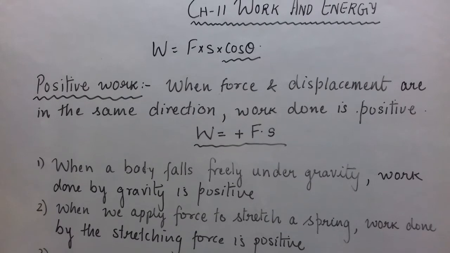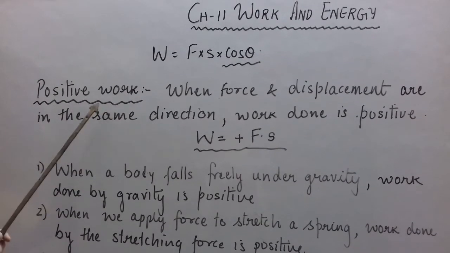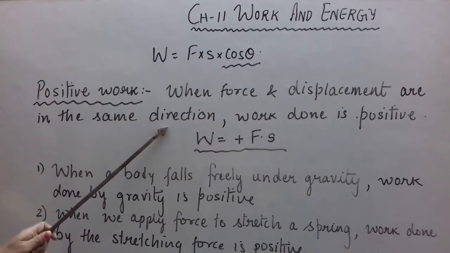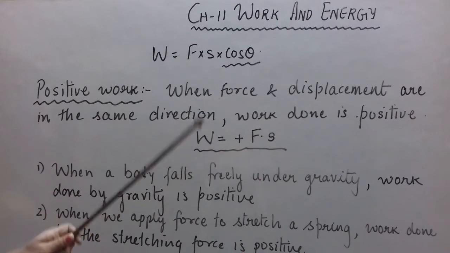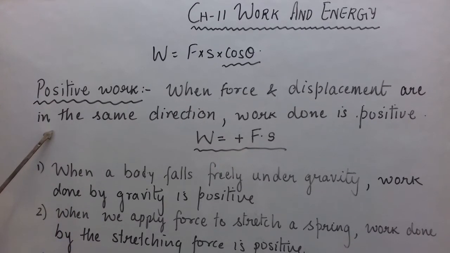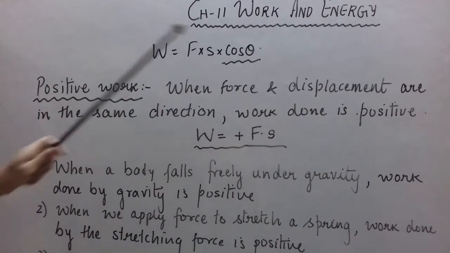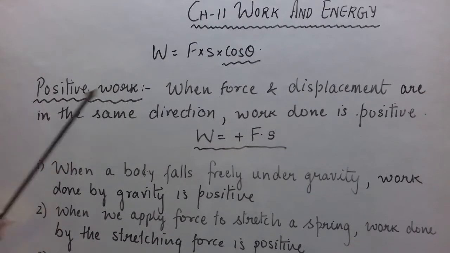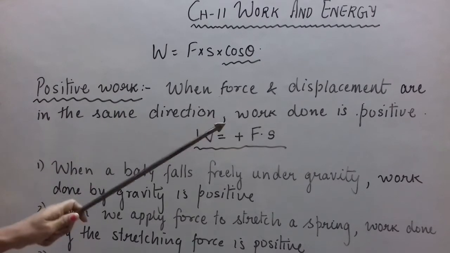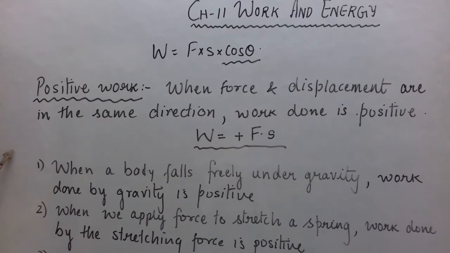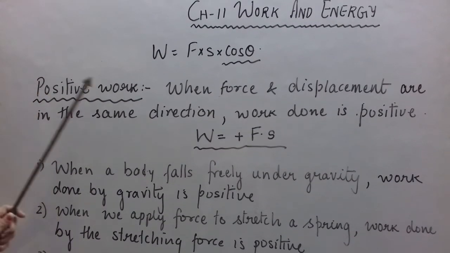Now, as per your NCERT textbook, they have given this about positive work. Positive work: when force and displacement are in the same direction, work done is said to be positive, and W is equal to plus Fs. As I have told you, when you look into your NCERT textbook, cos theta is not mentioned. They are not mentioning anything about the angle. This is just what you are supposed to write when you are asked what is positive work.